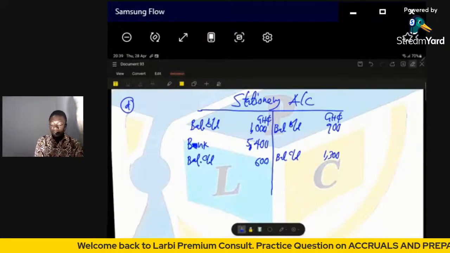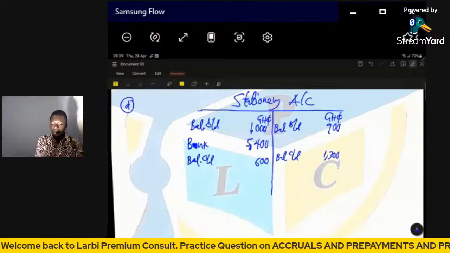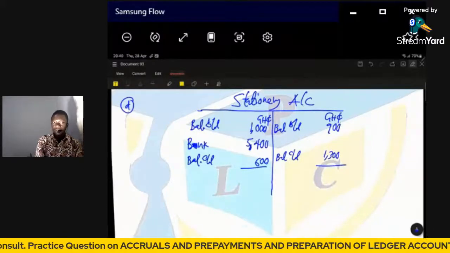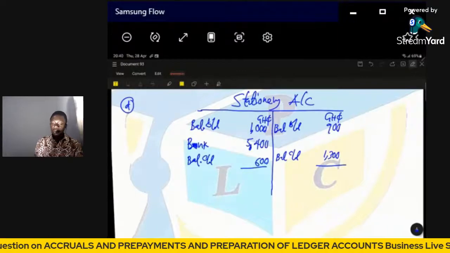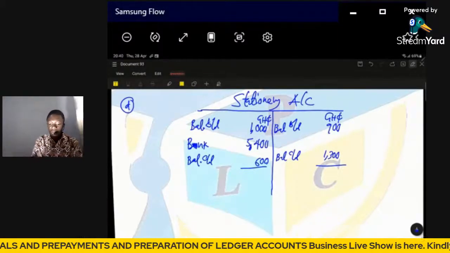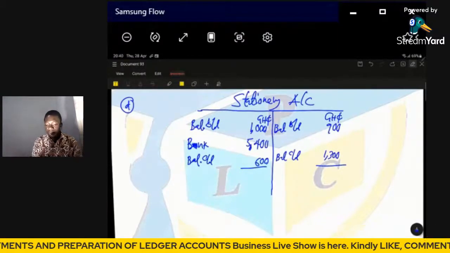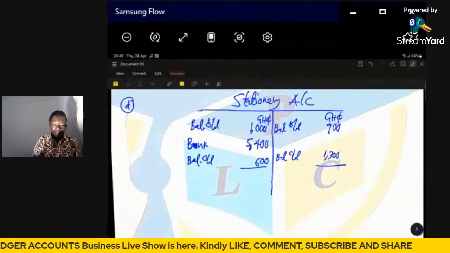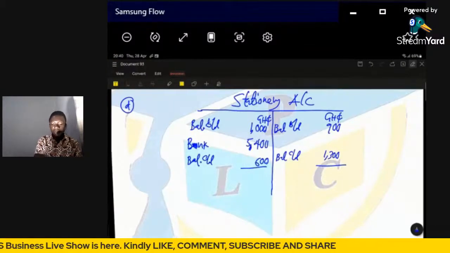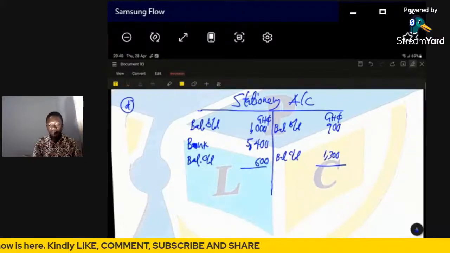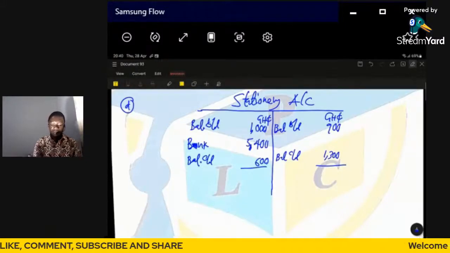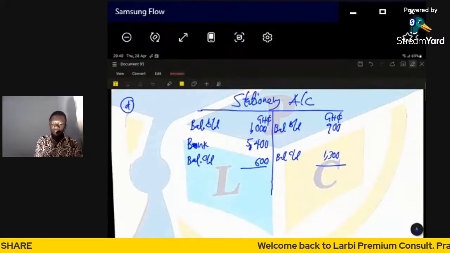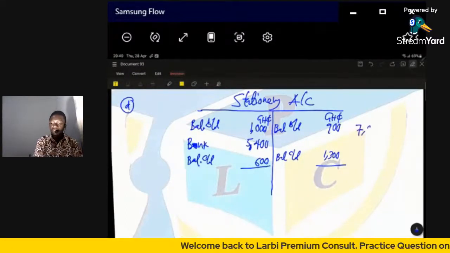So with this, let's close the account and let's see which side is short so that we can find the difference. Since stationery is an expense, the difference is going to be P and L. So let's see which side falls short. We can clearly see that the debit side is more than the credit side. Looking at the figures here, 1,000 plus 5,400 gives us 6,400, plus 600 fetches us 7,000. So we're going to have the debit side to be 7,000.